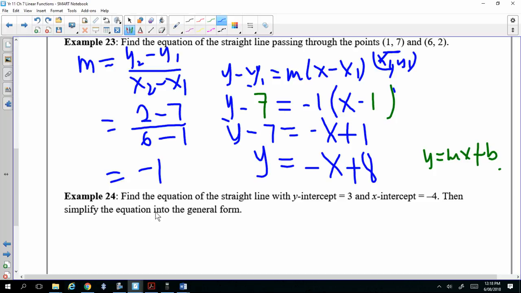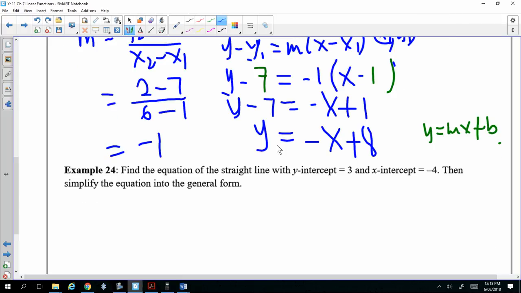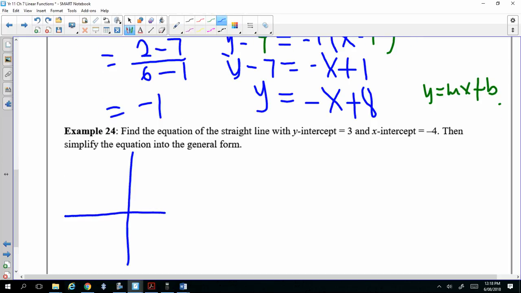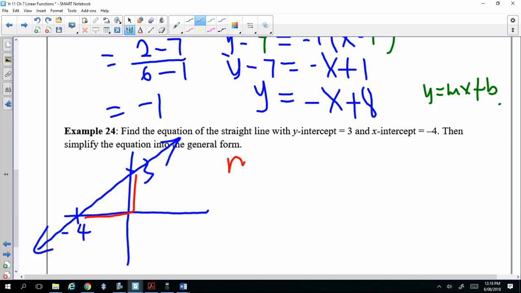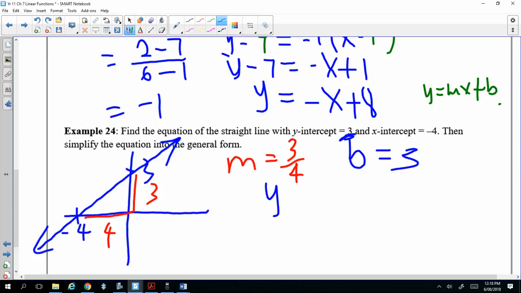Continue. Find the equation of the line with y-intercept 3 and x-intercept -4. Let's draw that: -4, 3. Now what's the gradient? Gradient is 3 over 4. What's the y-intercept? Do we have the y-intercept? 3. And then y equal to mx plus b. Therefore, the equation is this. Any question?